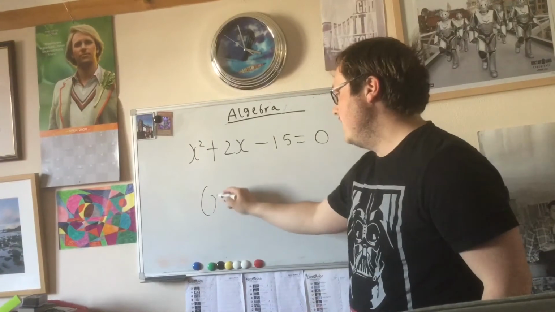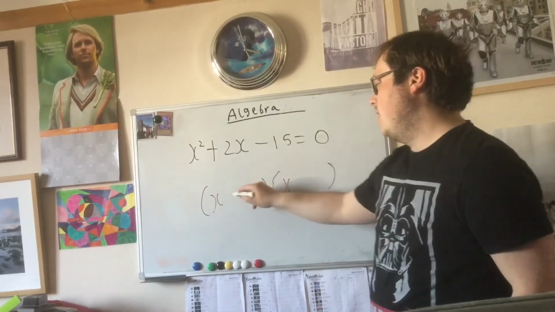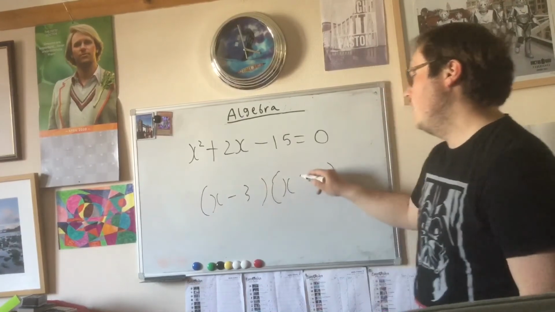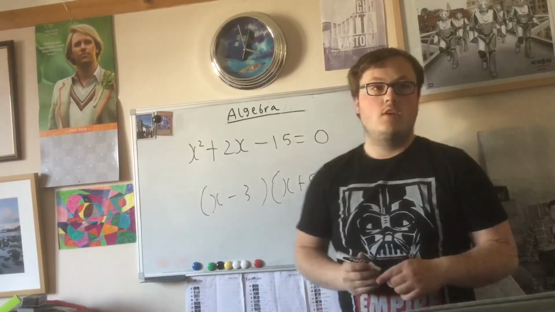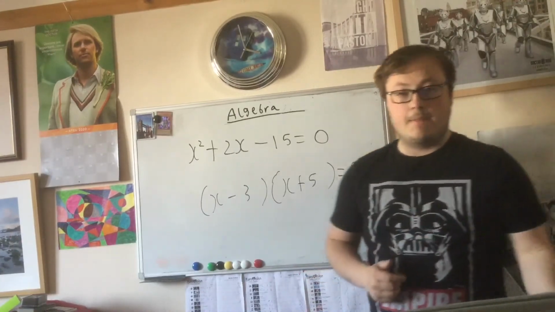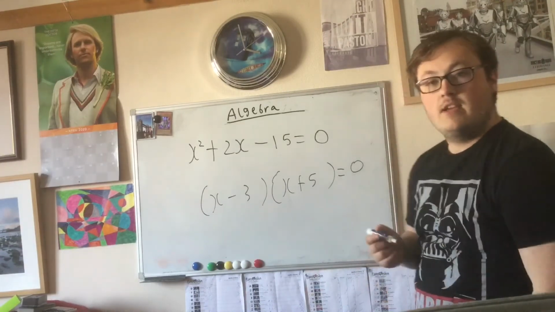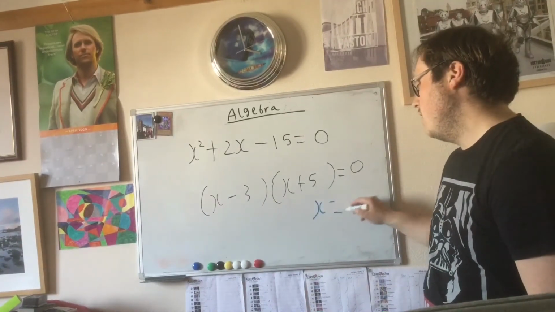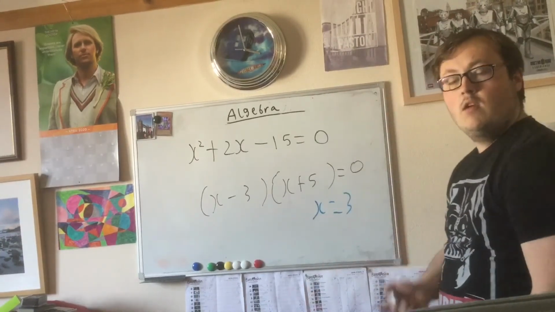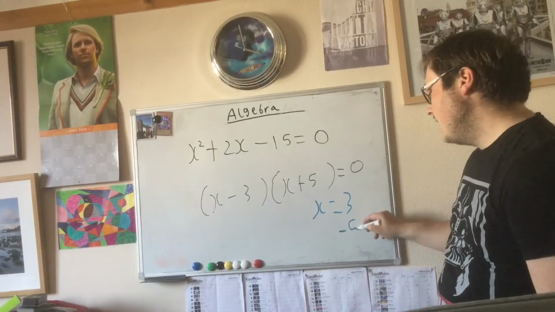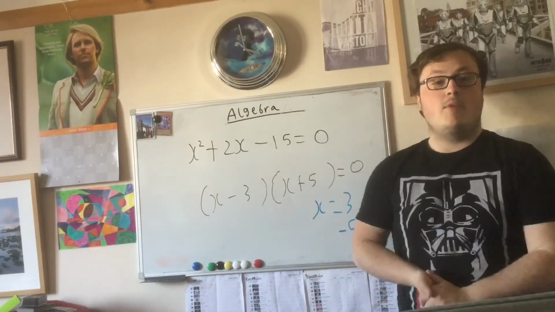So we put our x's in, and then we put our negative 3 and our positive 5, and that will get us our 0. So what would good values for x be? What do we do to this x to make 0? Well, if x minus 3 gets us 0, then a good value for x would be 3. If x plus 5 gets us 0, then a good value for x would be negative 5. And that's how we do it. It is simple when you think about it.